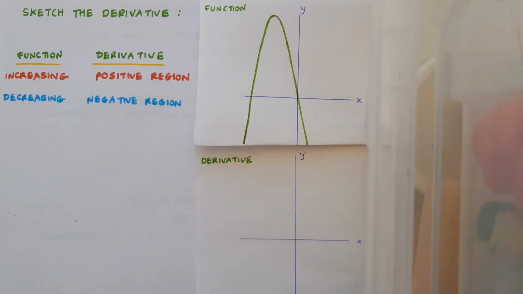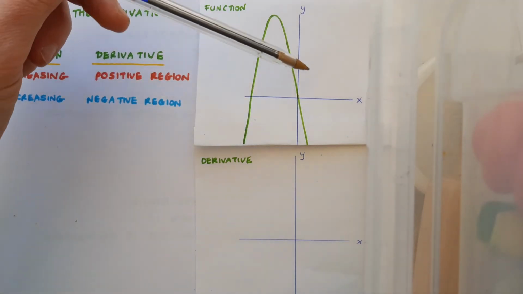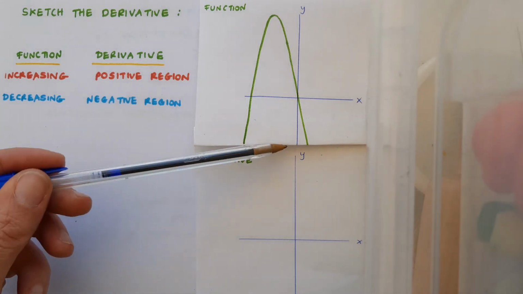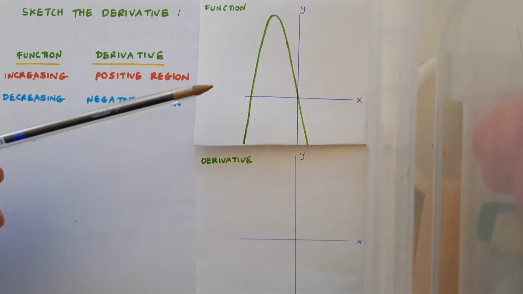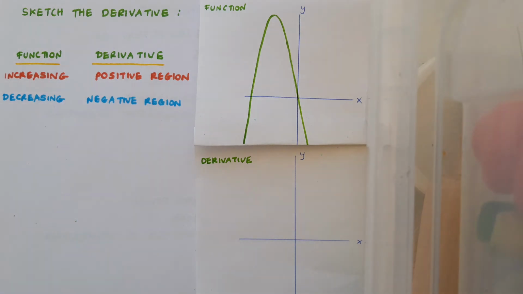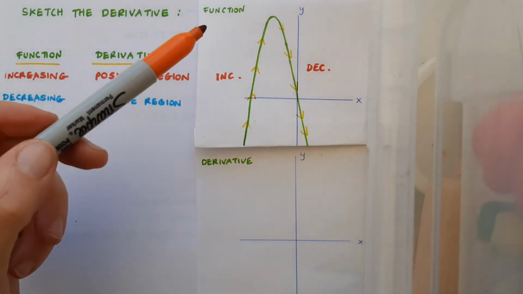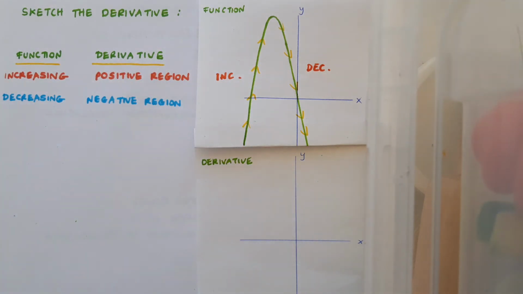Here's another similar example. Again, I've got a parabola. Again, that's just the graph that represents a quadratic. In this case, obviously, it will be a minus x squared quadratic. And I want to sketch its derivative. So I've begun by drawing underneath an xy plane and the y-axes line up. Next, I look at my function and I identify whether it's increasing or decreasing and where. And I can see that it's increasing in this region and decreasing on this side of the graph. And of course, the turning point is where the change between increasing and decreasing occurs. So I'm going to mark that turning point.